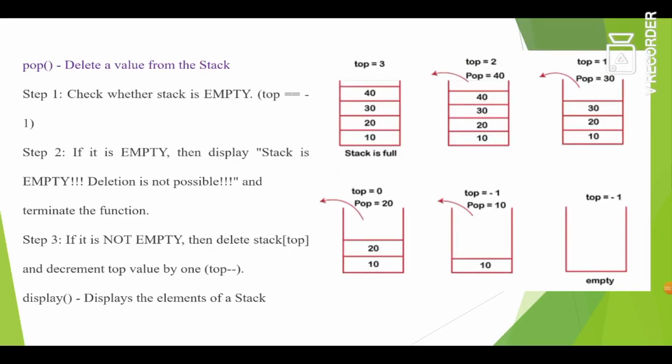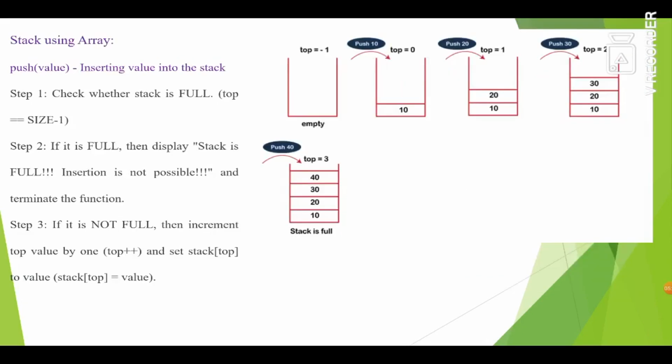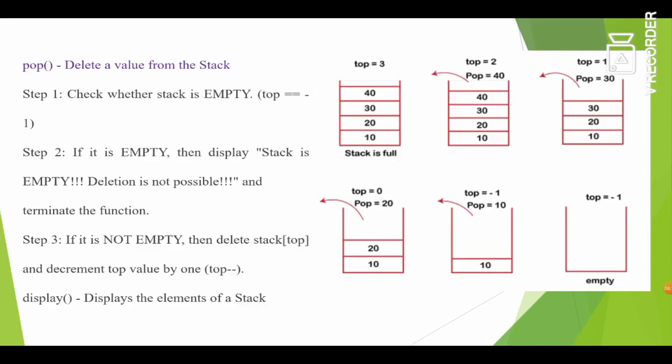Similarly, to perform a deletion operation, again 3 steps are used. Before deleting an element, we have to check whether it is an empty stack or not. So how can we check for an empty stack? If top equals -1, it implies that it is an empty stack. If the stack is empty, you cannot remove any elements because the stack does not contain any elements. So you have to give the error message, deletion is not possible, and you can terminate the function.